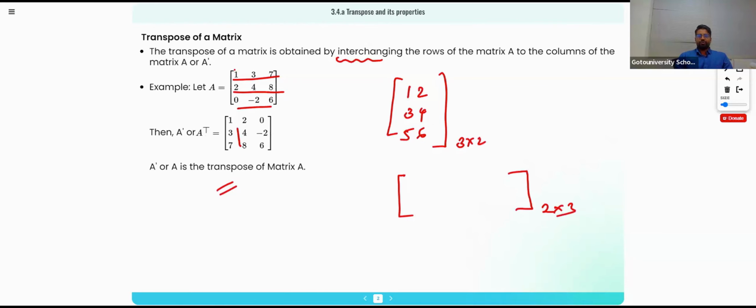So 1, 2, I'll write here. So you don't have to use all those steps now. This first row becomes the first column, the second row becomes the second column, and the third row becomes the third column. Simple. So this is the transpose of this matrix. Right? So simple as that. So is it a difficult concept?